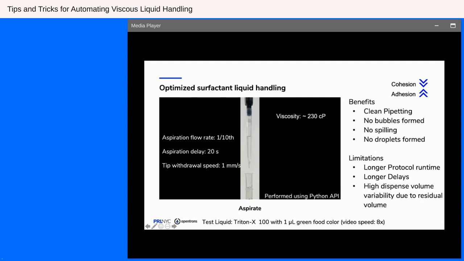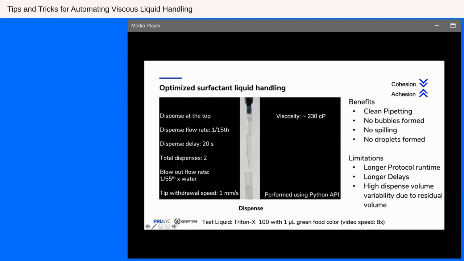So in this liquid, we can see there is clean pipetting, no bubbles being formed, and no spilling around. Also, no droplets are formed, but there is an air gap problem, which you can address depending on the need of your protocol. Now, let's take a look at how we are going to dispense this viscous liquid.